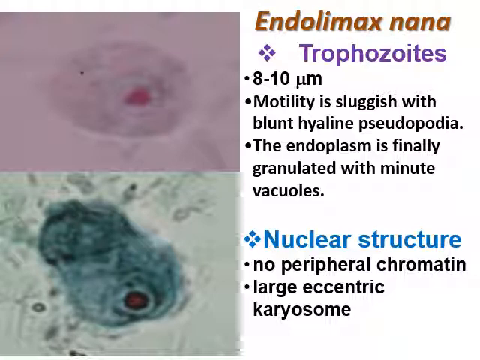Endolimax nana contains two stages, trophozoite and cyst. The trophozoite measures up to 10 micrometers. Motility is sluggish with blunt hyaline pseudopodia. The cytoplasm is finely granulated with minute vacuoles. In the nuclear structure, there is no peripheral chromatin and it contains a large eccentric karyosome, as we see in this picture.